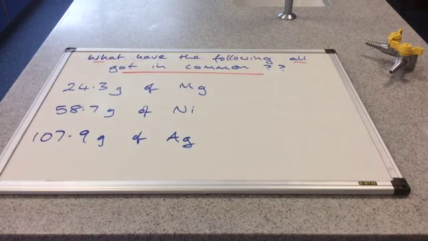If you just have a think about the information on the board now, what have the following all got in common? So we've got 24.3 grams of magnesium, 58.7 grams of nickel, and 107.9 grams of silver. I'll give you a clue. You need to be looking at the periodic table.